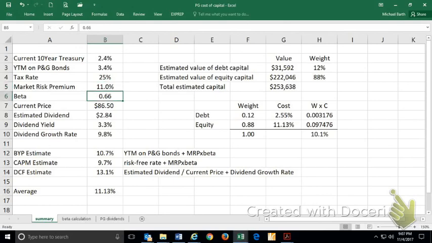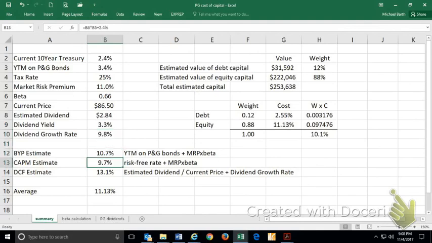I looked up their beta by just Googling it, and I believe I took that off of Yahoo Finance. Their current price was their closing price last Friday, and I just looked that up on Morningstar. I estimated their dividend a year from now, and I'll go over that calculation separately. But what that gives me is the dividend yield is 3.3%. That's $2.84 divided by $86.50. And then the dividend growth rate, I estimated at 9.8%, and I'm going to go over in a minute where that came from.